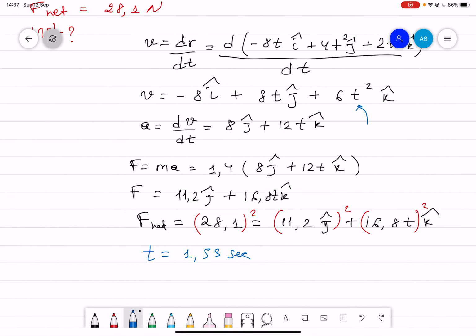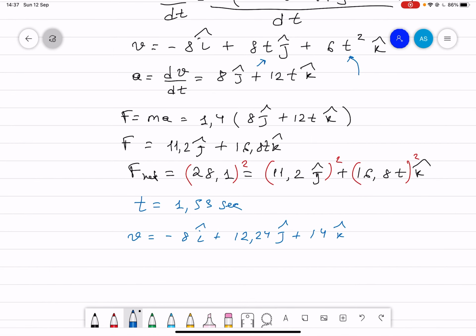Then what we have to do is take this time and plug it into the velocity. Once you plug it in, your velocity should become minus 8 i vector plus 12.24 j vector plus 14 k vector. And since you have to find the magnitude of the v, you just square and take the square root. So the magnitude should be about 20.3 meters per second.